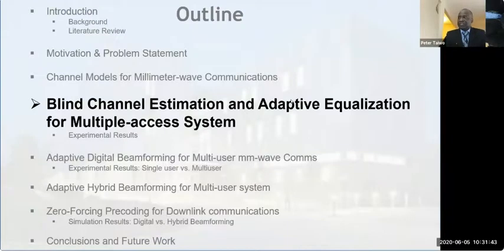In this section, I want to describe the blind channel estimation and adaptive equalization, which is the basis of our adaptive beamformer.